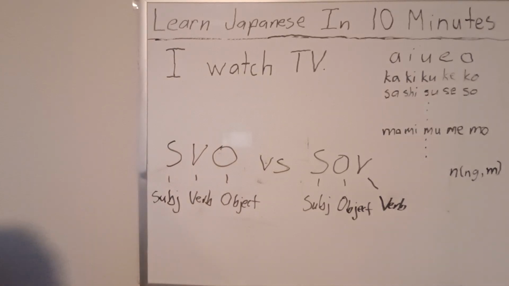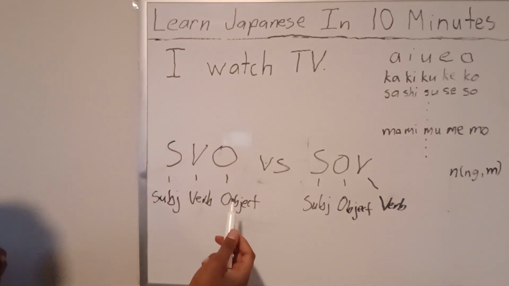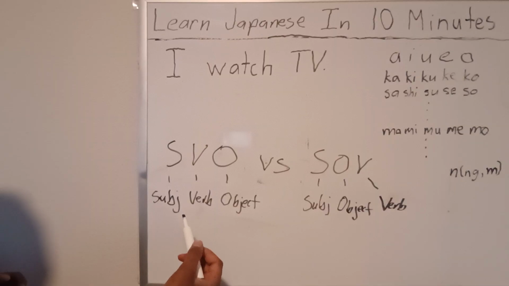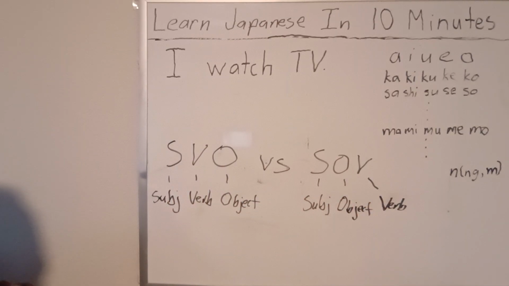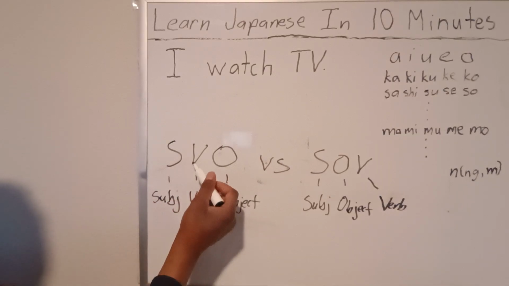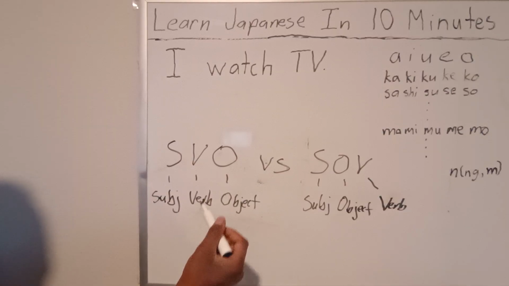In most languages, basically the language is structured either as an SVO language or an SOV language. S stands for the subject of the sentence, V stands for the verb of the sentence, and O stands for the object of the sentence. English is an SVO language.